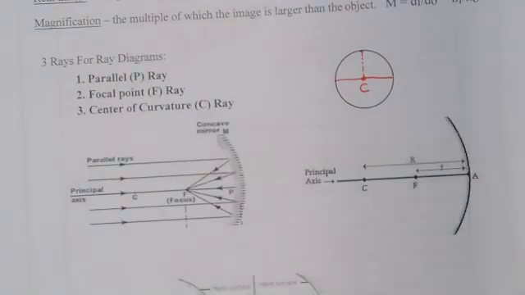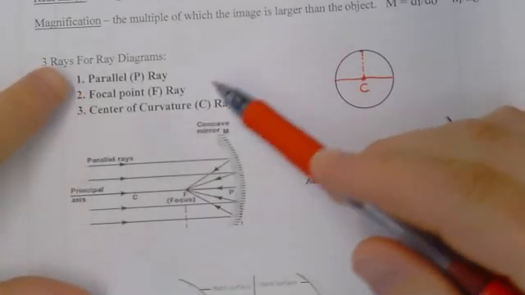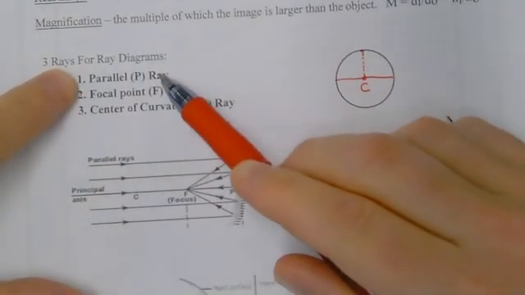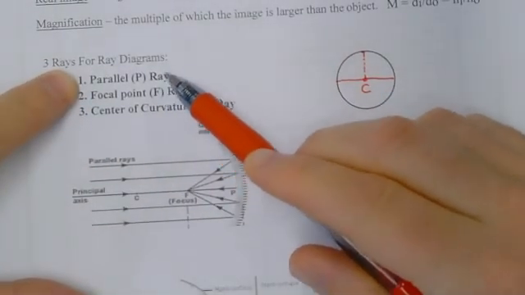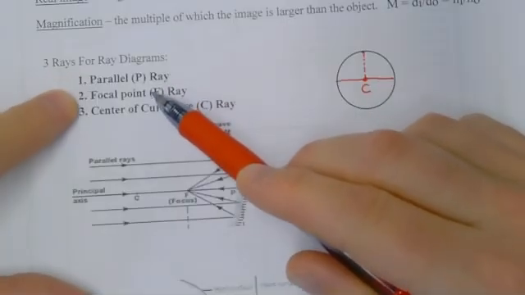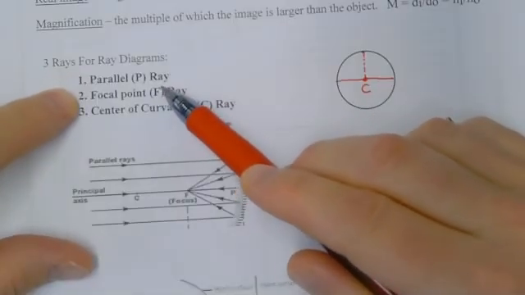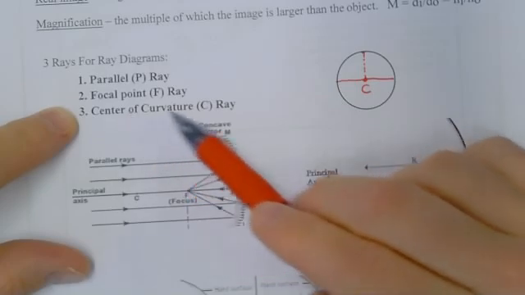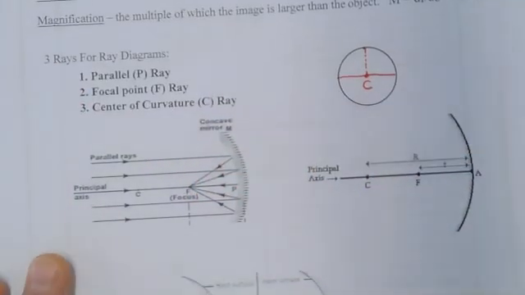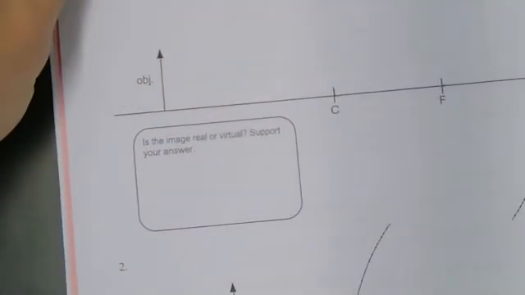So when we do our ray diagrams, we're going to use these to find our image. We're going to look at a couple examples, and with the ray diagrams, we're going to use 3 different rays. We're going to use a parallel ray or a P ray, a focal point ray or an F ray, and a center of curvature or a C ray. So let's look at what this would actually do.